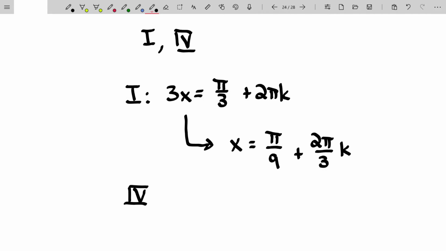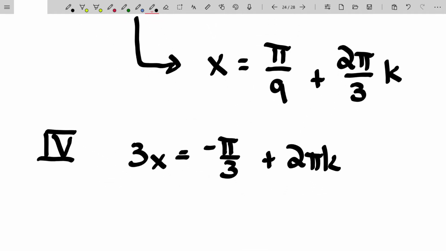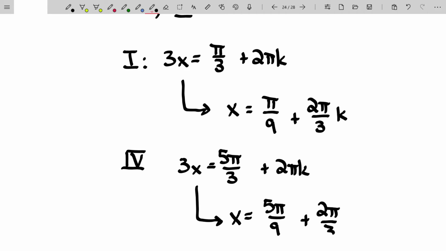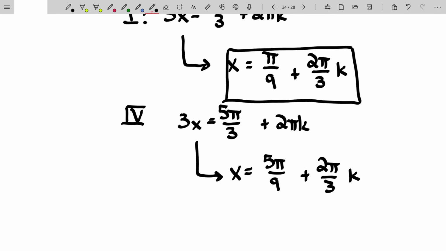Our quadrant 4 solution, 3x would be, now you are actually welcome to write negative pi over 3 plus 2 pi k. That's perfectly fine. I want to give you a little heads up though. If you do that, and then somebody asks you what the solutions between 0 and 2 pi are, that's going to screw you up. So it's okay if they're asking for all solutions to just say negative pi over 3 plus 2 pi k. But if you're asked for solutions between 0 and 2 pi, it's probably safer to say, okay, I'm in quadrant 4 with a reference angle of pi over 3. That's 5 pi over 3. It's a little bit safer. But for all solutions, you're fine. So divide both sides by 3 and you get x is equal to 5 pi over 9 plus 2 pi over 3 k. And these are our second set of solutions.